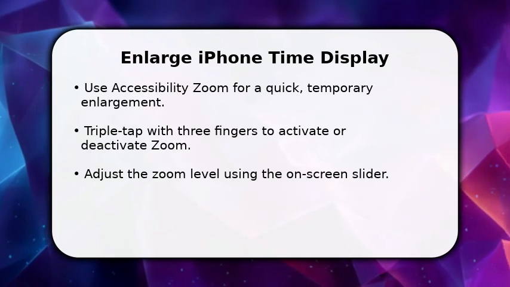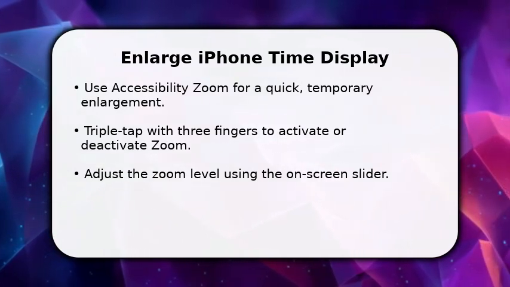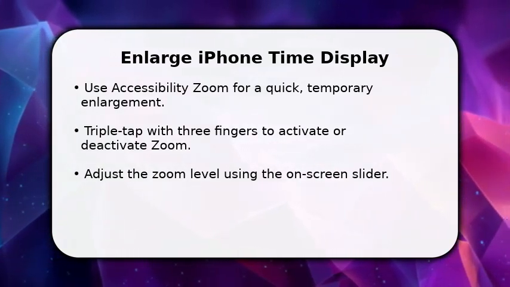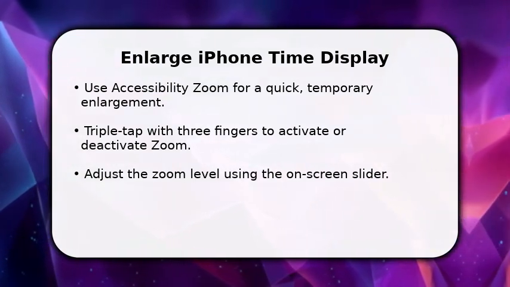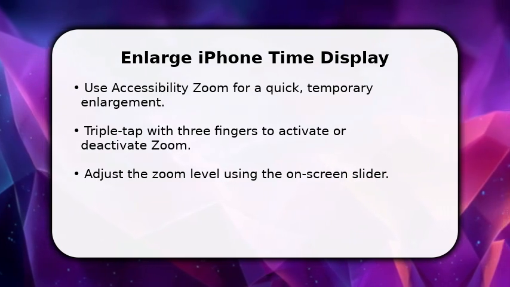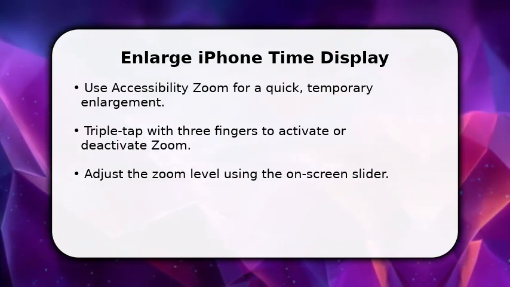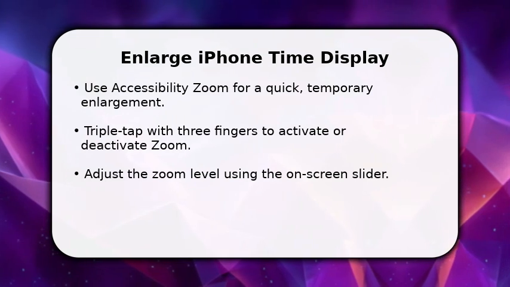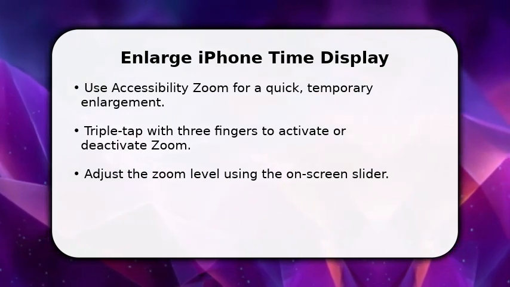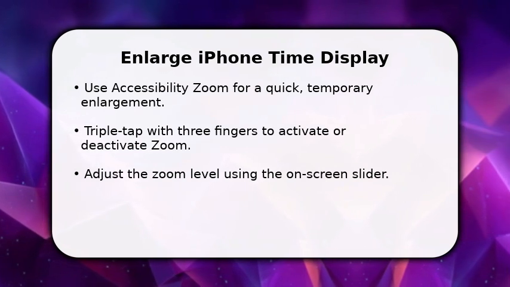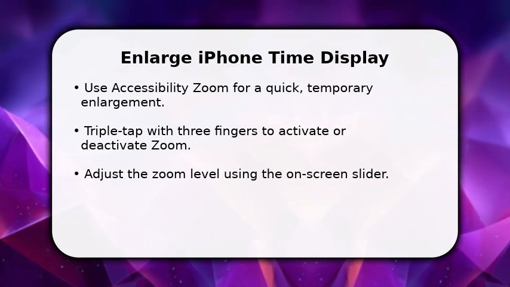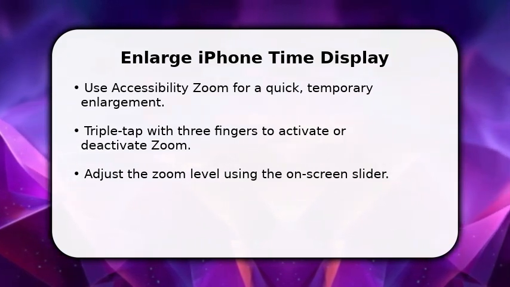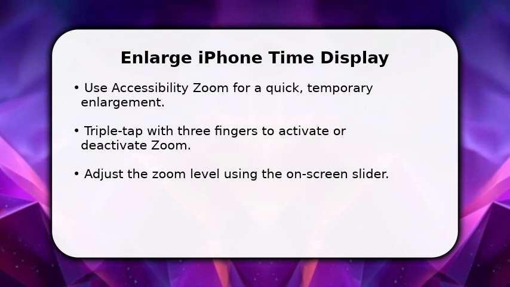Enjoy the video. In this video, I will show you how to make your iPhone time display larger. First, let's explore accessibility zoom. This feature offers a quick, temporary way to magnify your screen. Simply triple tap with 3 fingers to activate or deactivate it. Once active, you can use the on-screen slider to adjust the zoom level, making the time and everything else much easier to see instantly. It's a handy trick for a quick glance.